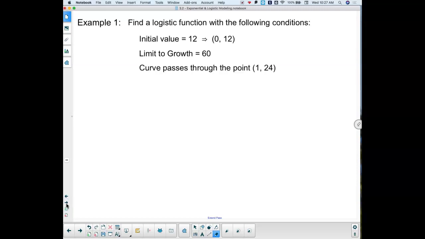So, example number 1. Find a logistic function with the following conditions. It has an initial value of 12. It has a limit to growth of 60. And the curve passes through the point (1, 24). Okay? So we're going to want one of the form f of x equals c over 1 plus a b to the x power. We'll do that one because we haven't really done finding k values yet.